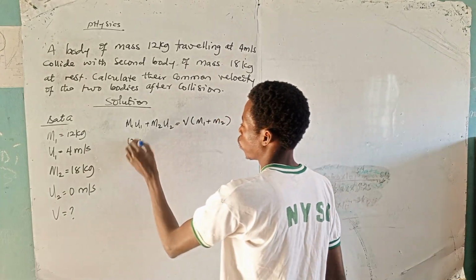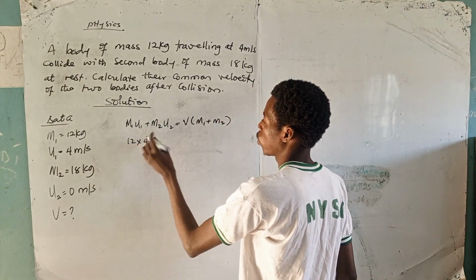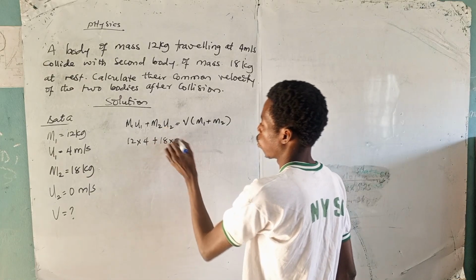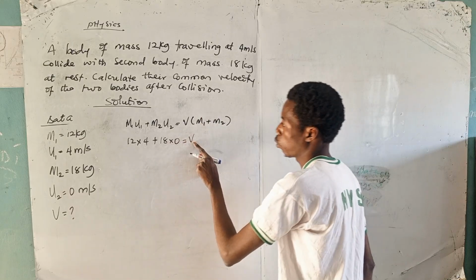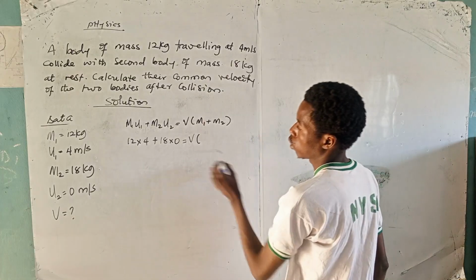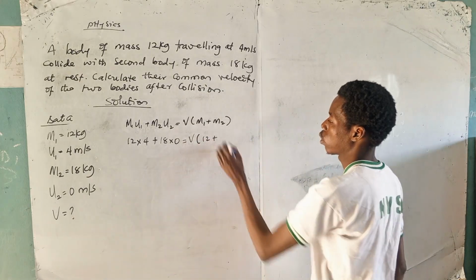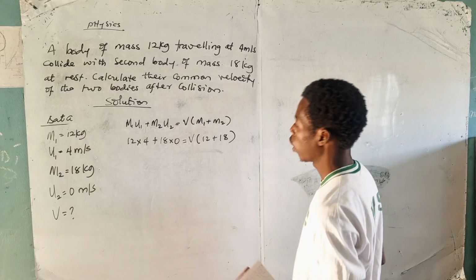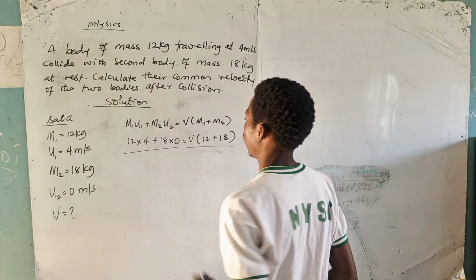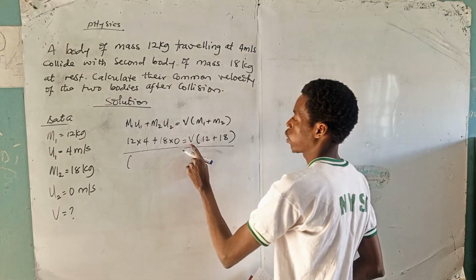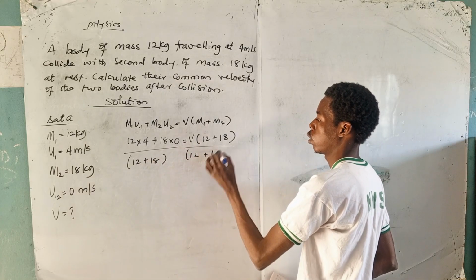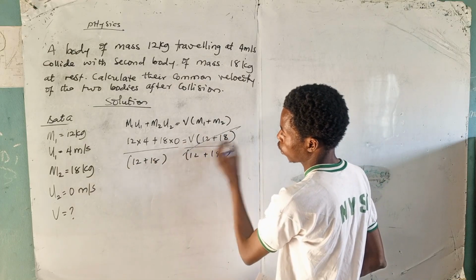So now let us substitute. M1 is 12 multiplied by u1 is 4, plus M2 is 18 multiplied by u2 is 0, equals v, what we are going to get, open bracket M1 is 12 plus M2 is 18. Now let us divide both sides by 12 plus 18 and make v the subject. So this bracket cancels this bracket.